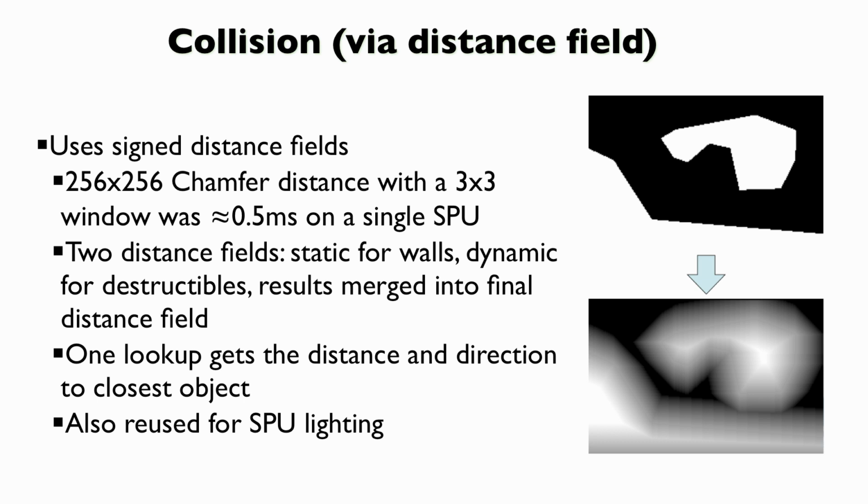We have 2 different distance fields. There's a static one for things that can't change, and then there's a dynamic distance field recalculated every frame for destructibles, like walls that you can blow up, and fluids when they harden into rock. There's things that change in the world, and we go ahead and merge them into a final distance field. The cool benefit of this, my personal favorite thing about it, is that it becomes one single lookup to get not only the distance to the closest object, the closest wall, but you can also get the direction. And we use this for the SPU lighting, because it would be very wasteful to have it and only use it for one thing and not find other uses for it.